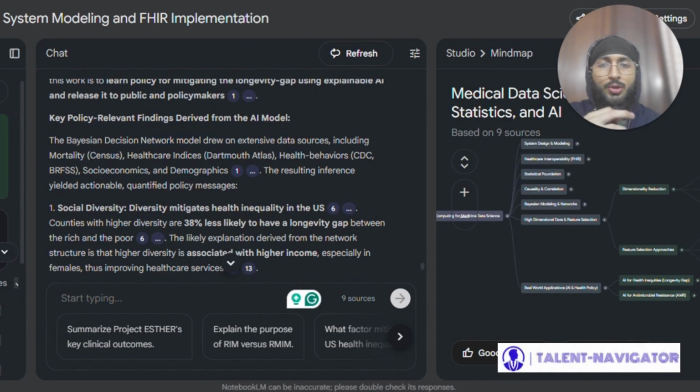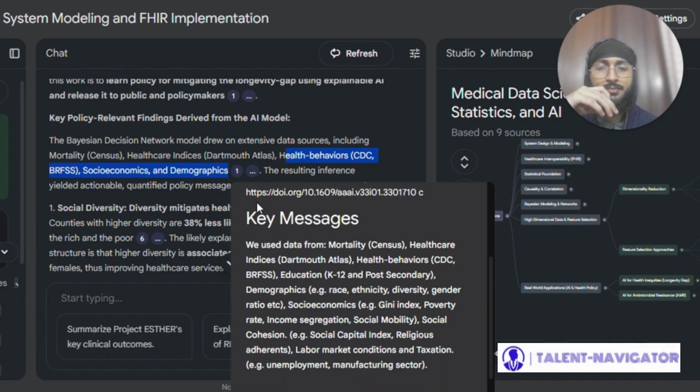So the Bayesian decision network model drew on extensive data sources, including mortality data given by the Census, healthcare indices, Dartmouth Atlas, health behavior from CDC BRFSS, socioeconomics, and demographics. The resulting inference yielded actionable, quantified policy messages.